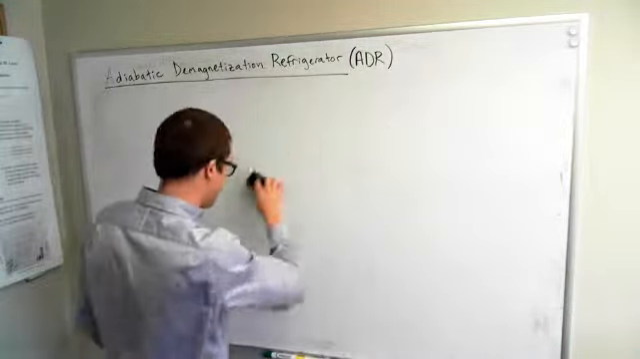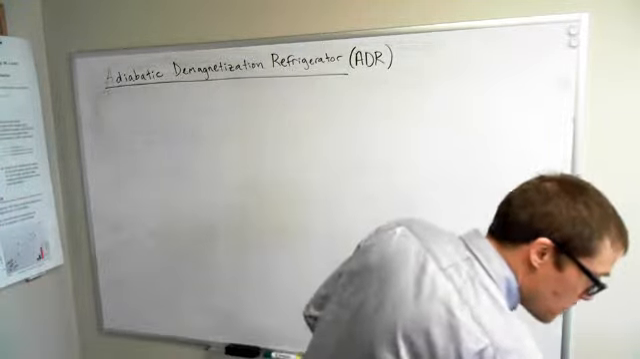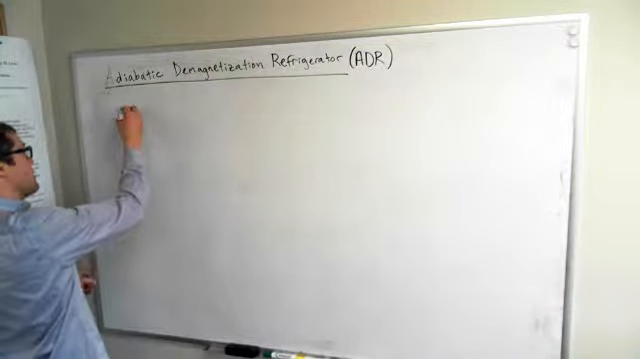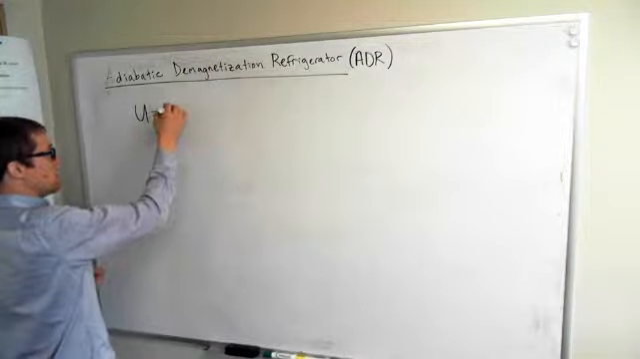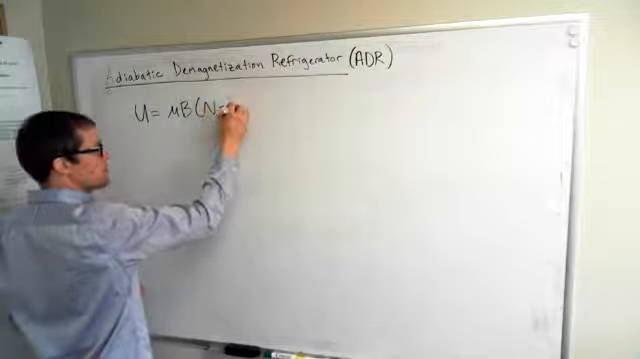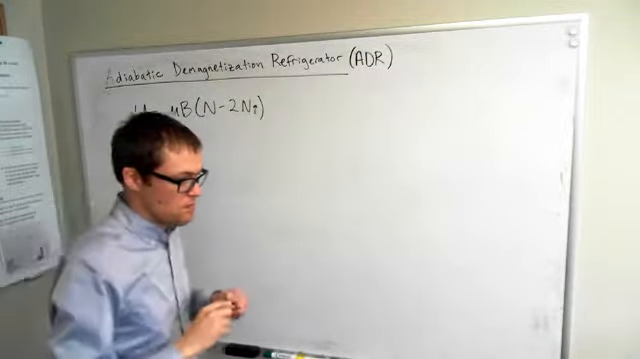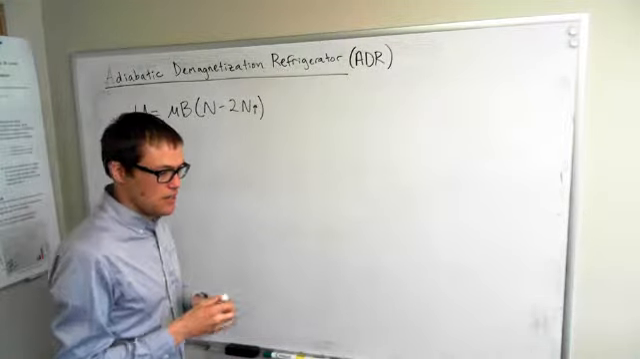And to understand what's happening here, we're going to do a little bit of thinking about energy in these paramagnetic systems. So recall that the total energy of these systems is mu B (N minus 2 N up). So that's the total energy of the paramagnetic system.